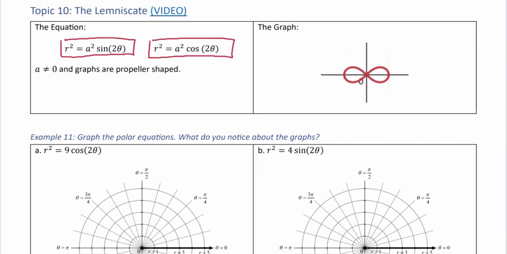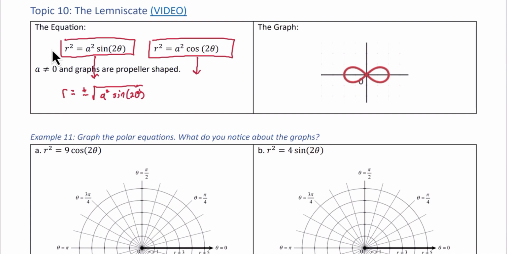The r squared is going to be an indication that this is a lemniscate as opposed to one of the other graphs. Notice that a cannot be 0. And in order to graph this in the calculator, it needs r equals, but the equation is r squared. That means we're going to have to take the square root of both sides and graph this as two separate equations. Remember, when you take the square root of both sides, we get plus or minus the square root. So we'll have, again, two different equations there. Just do be aware of that.